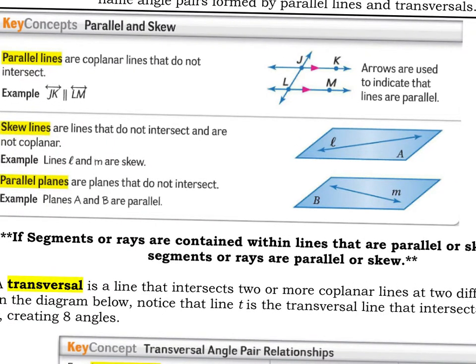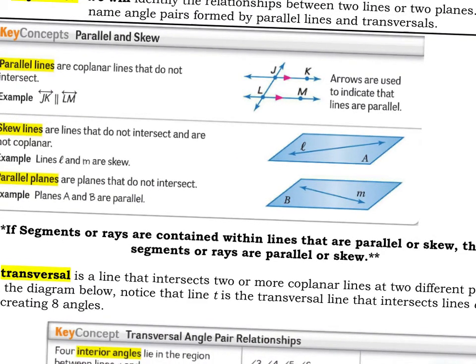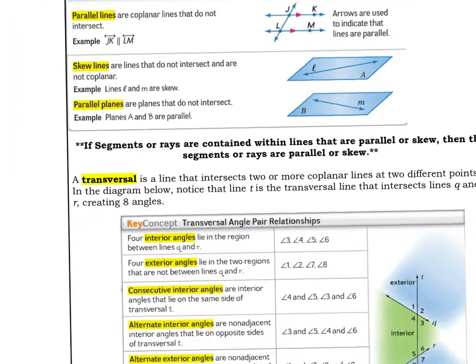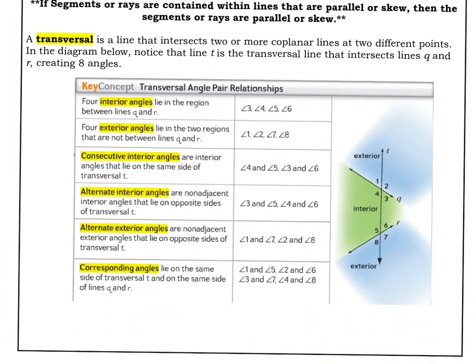It might seem kind of obvious, but it's worth mentioning: if segments or rays are contained within lines that are parallel or skew, then those segments or rays are also parallel or skew. Okay? Now let's talk about what a transversal is.